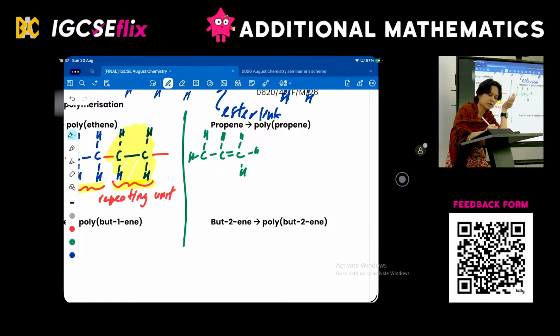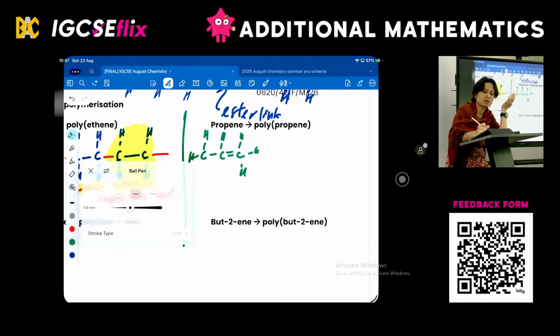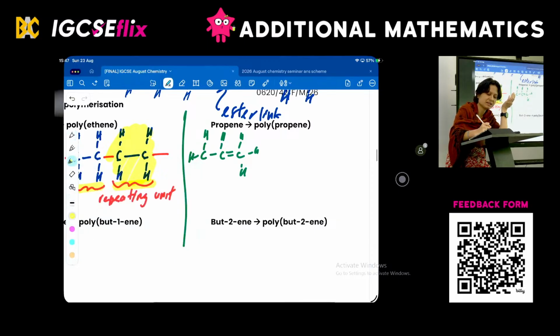Okay, double bond. What you need to do is make sure this side and this side is empty. You need to make sure this side and this side is empty. So how do you empty it? You do this. You move things around. CH3, H, H, H.